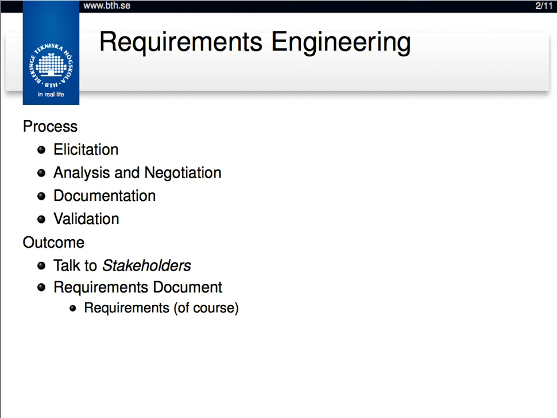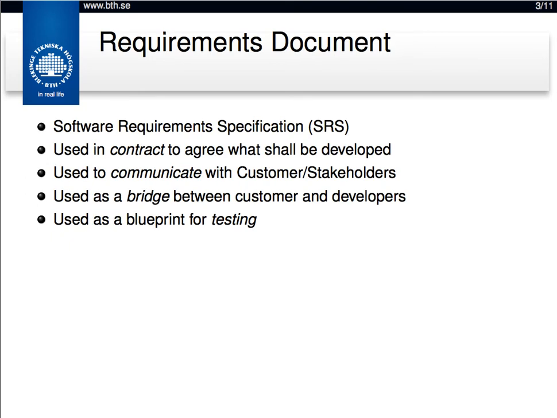And the other outcome is, of course, that you have a requirements document that consists of the requirements that you are supposed to implement. The requirements document, or software requirements specification, SRS for short, is used in many places. This is just a small selection of the places where you would actually use it. You would use it as a contract with the customers to agree this is what we are developing. This is not a contract per se, but in the contract you would reference the software requirement specification and the particular version of the specification.